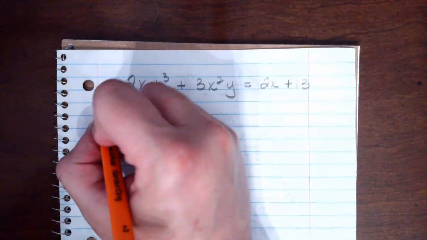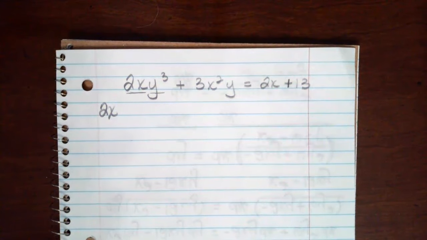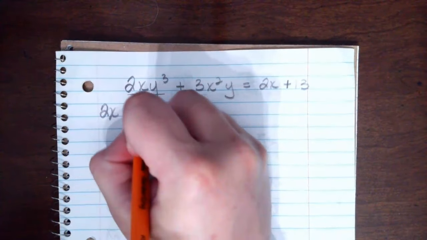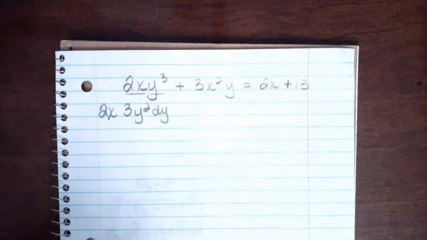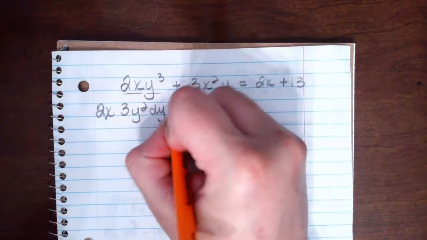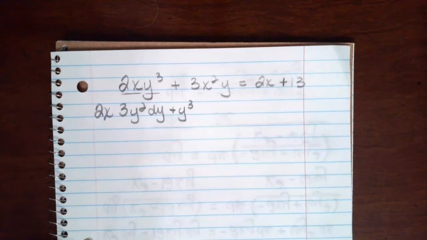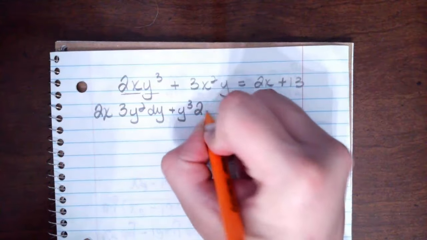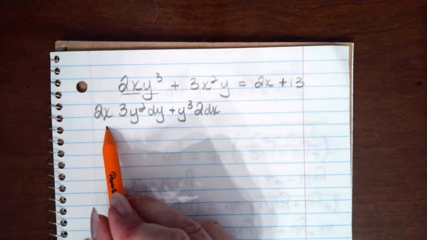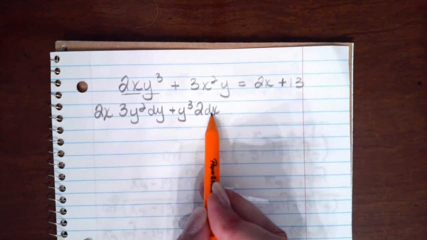So I've got first times the derivative of the second. So the derivative of y cubed is 3y squared dy. Plus the second times the derivative of the first, which is 2 dx. Okay, so we've got first times derivative of the second plus the second times the derivative of the first.